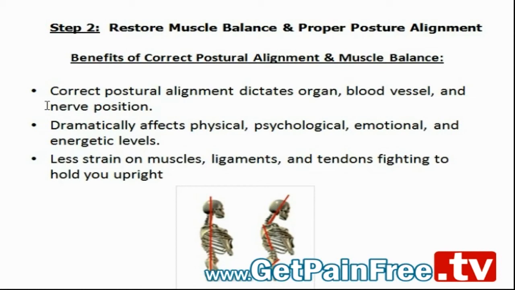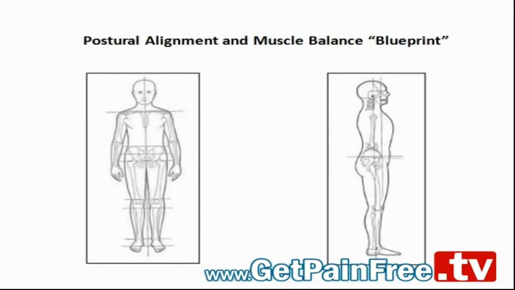Okay, so the benefits of correct postural alignment and muscle balance is that when you have much better posture and you're posturally aligned, this gives you better organ, blood vessel, and nerve position. It dramatically affects you physically, psychologically, emotionally, and energetically when you are lined up more vertically like this red line here, where your head is over your shoulders, over your hips. And most importantly, physically, you have much less strain on your muscles, ligaments, and tendons that are fighting so hard to hold you upright.